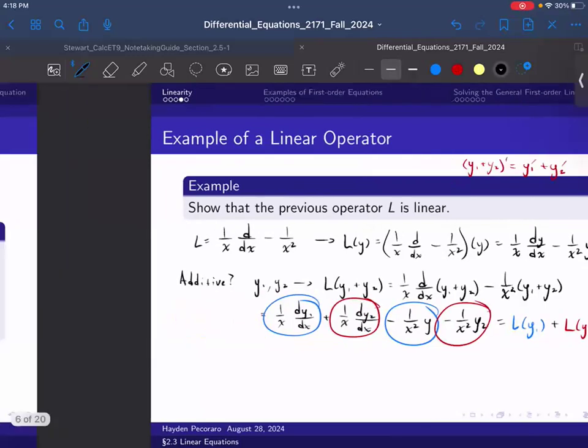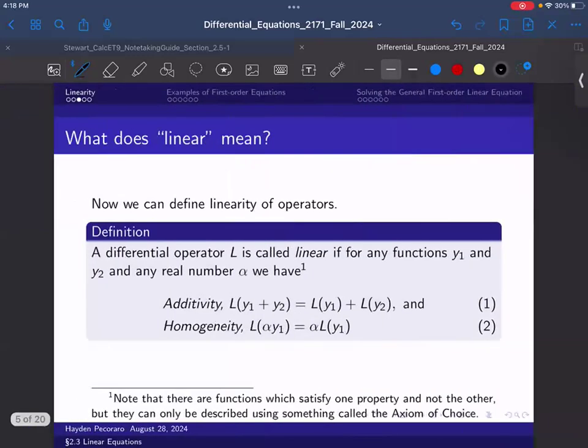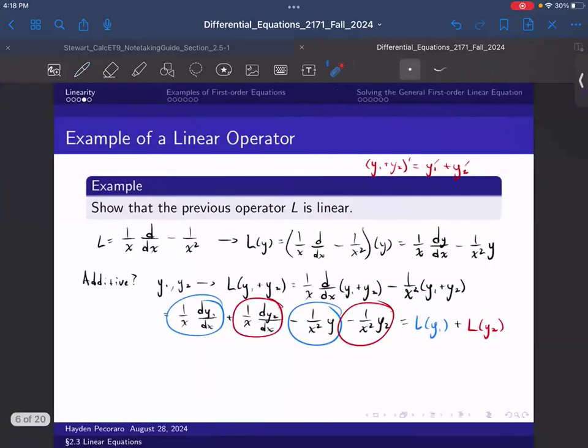Let's just go back and check. Okay, additive property says I plug in a sum of two things. I rewrote things a little bit using algebra and some calculus properties that I knew, and I got, yep, the sum of the derivatives, okay, with some extra stuff thrown in. All right, so it's additive.